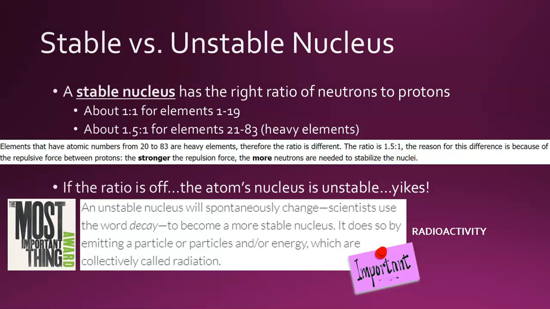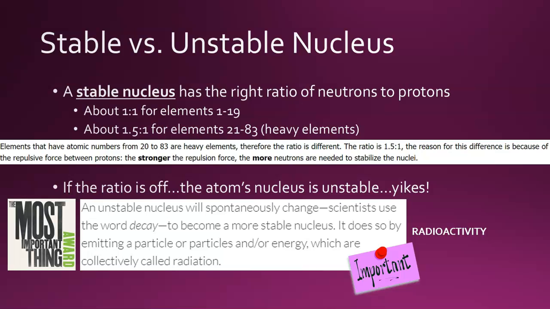So what makes a nucleus stable or unstable? The stability or instability of a nucleus is related to the structure of the nucleus and the balance of forces that hold it together versus those that tend to make it fly apart, like proton to proton interaction. Protons are positively charged. When like charges are next to each other, they tend to repel each other. So a stable nucleus has the right ratio of neutrons to protons.